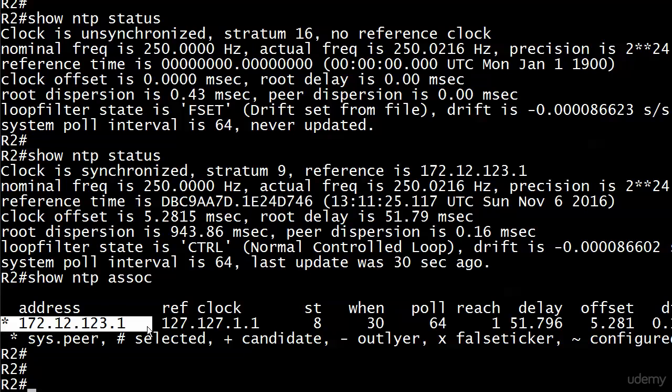So just a little bit of a gotcha there I wanted to point out to you with the NTP broadcast and NTP broadcast client commands. That's about it for NTP, period, actually.